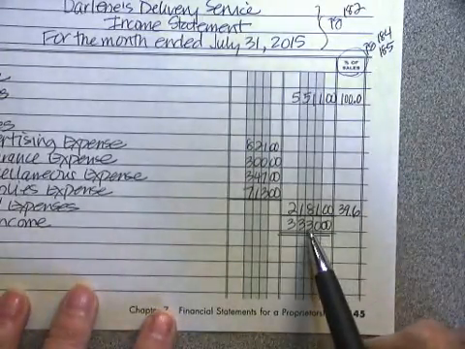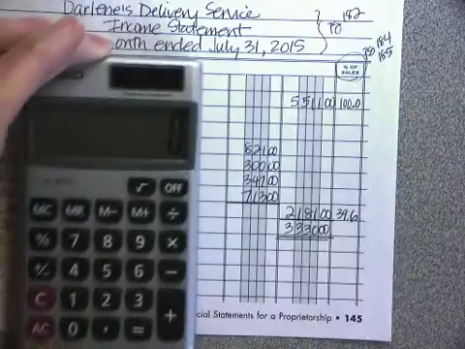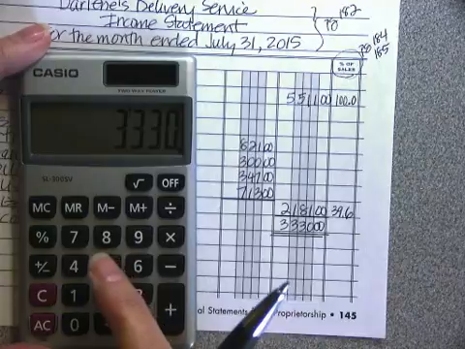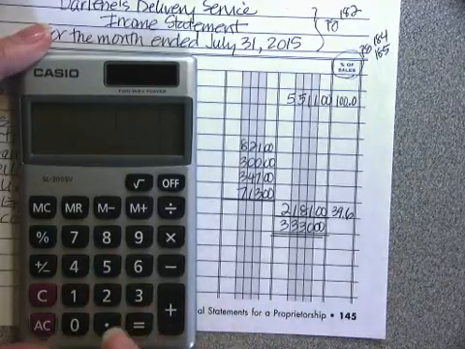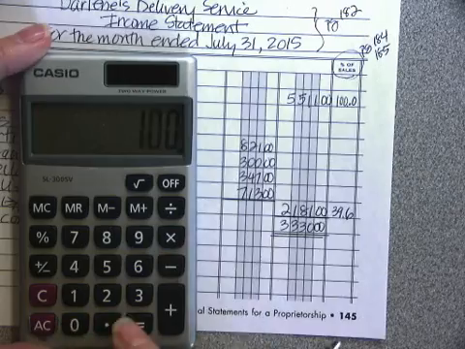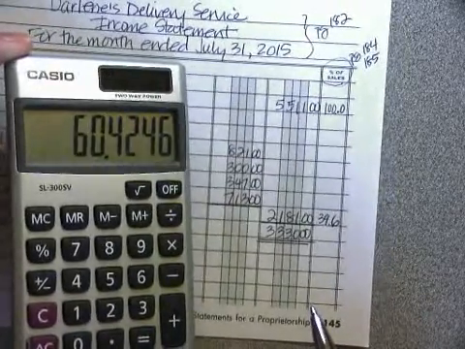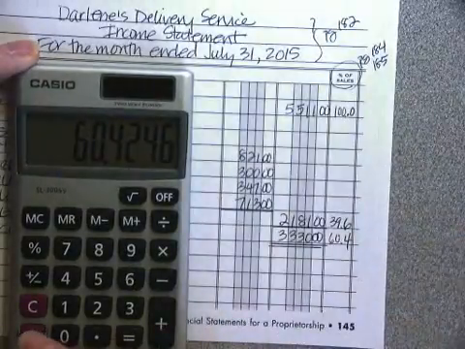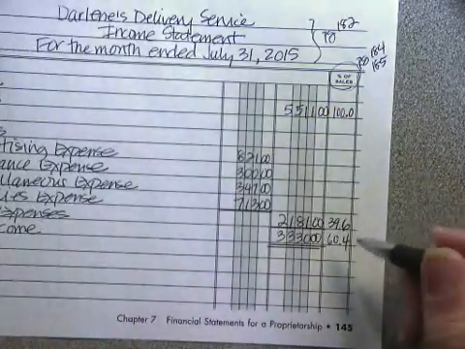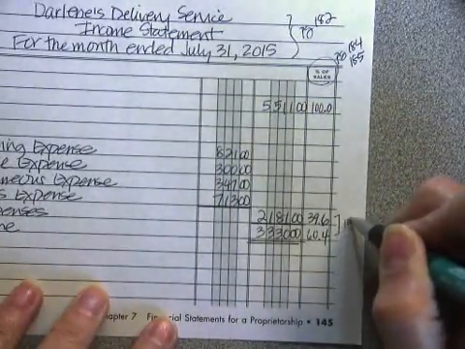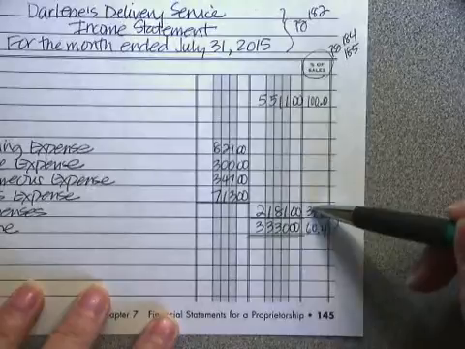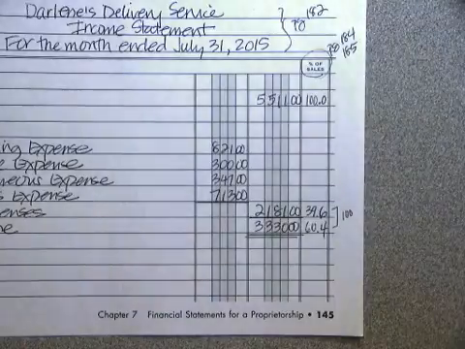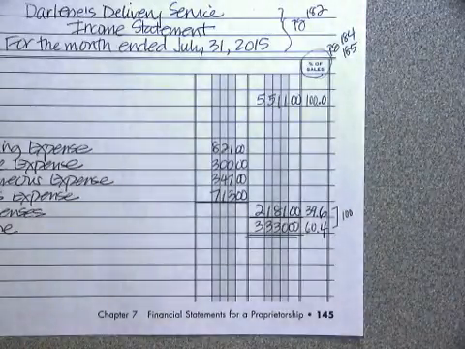Okay, and then we'll do the same calculation for net income. So we're going to take 3,330 divided by our revenue, 5,511, and then times 100, and we have 60.4. And then you can check that in the end because these two need to add up to 100 because they're both percents of this. And there's our completed income statement.